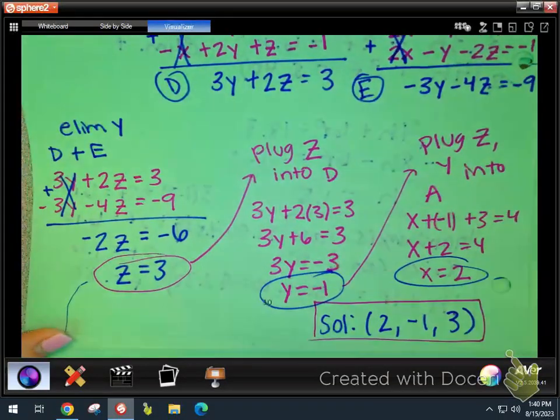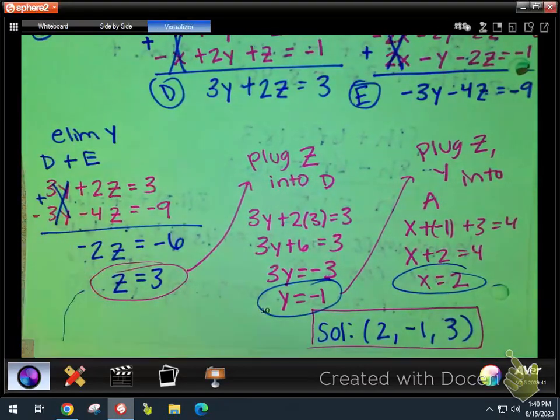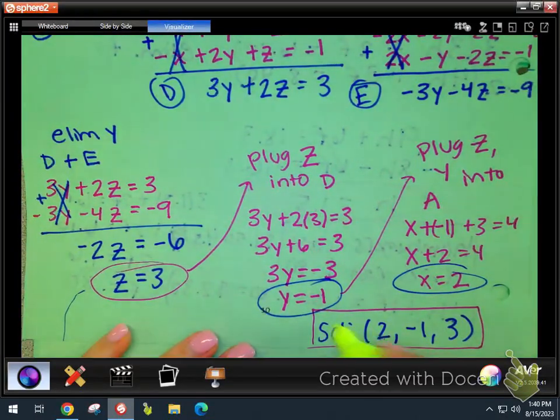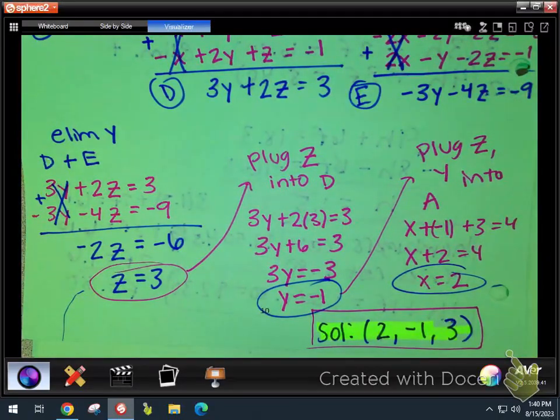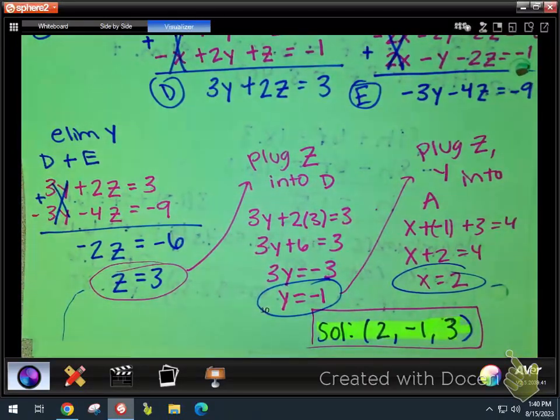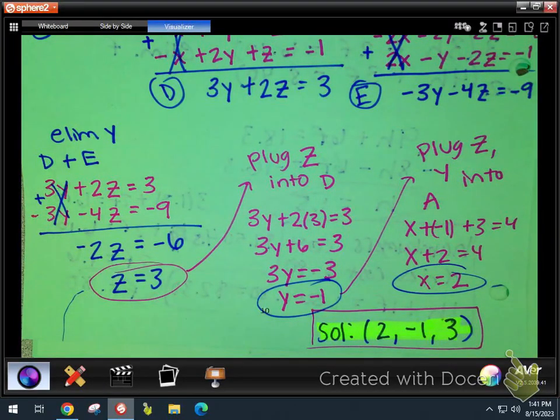Can you check this? How would you check it? Plug them all back into how many equations? All 3 of them. If it's a solution, it's got to work for all 3 of them. I suggest you always check your work. However, I would get everything answered before you go back and check because it does take a little bit of time. Okay? So that's the flow of these.